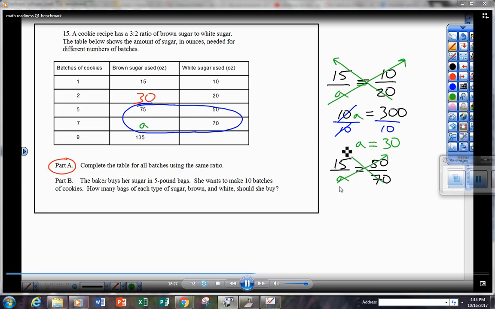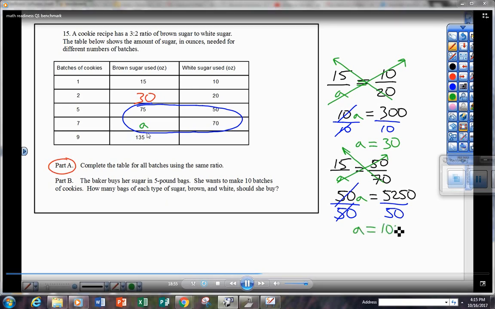So when I times straight across, 50 times A gives me 50A. 70 times 75, because again, remember that really is 75 right there. 70 times 75 gives me 5,250. And if I divide that by 50 on my calculator, I get that unknown number, which is 105. So that 105 goes right here in that blank spot.